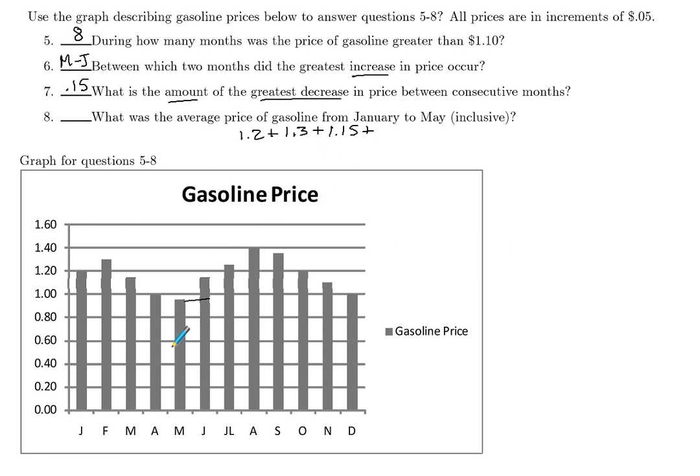And then let's see here. April, we're at $1. And then May, we're at about 95 cents. Okay, so that's 5 months. We add those guys up and divide by 5.